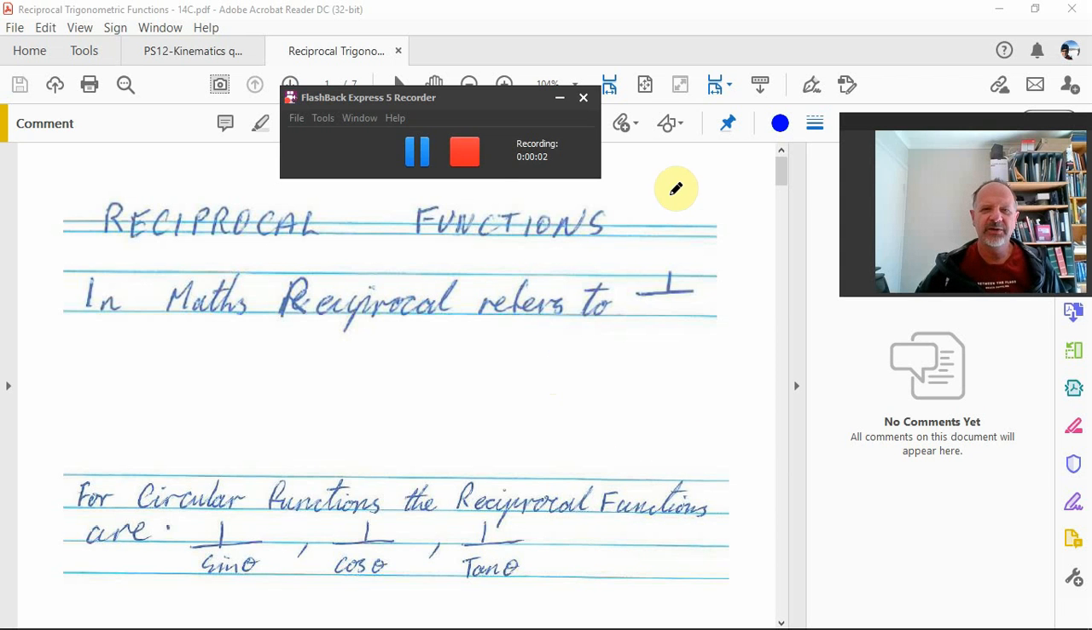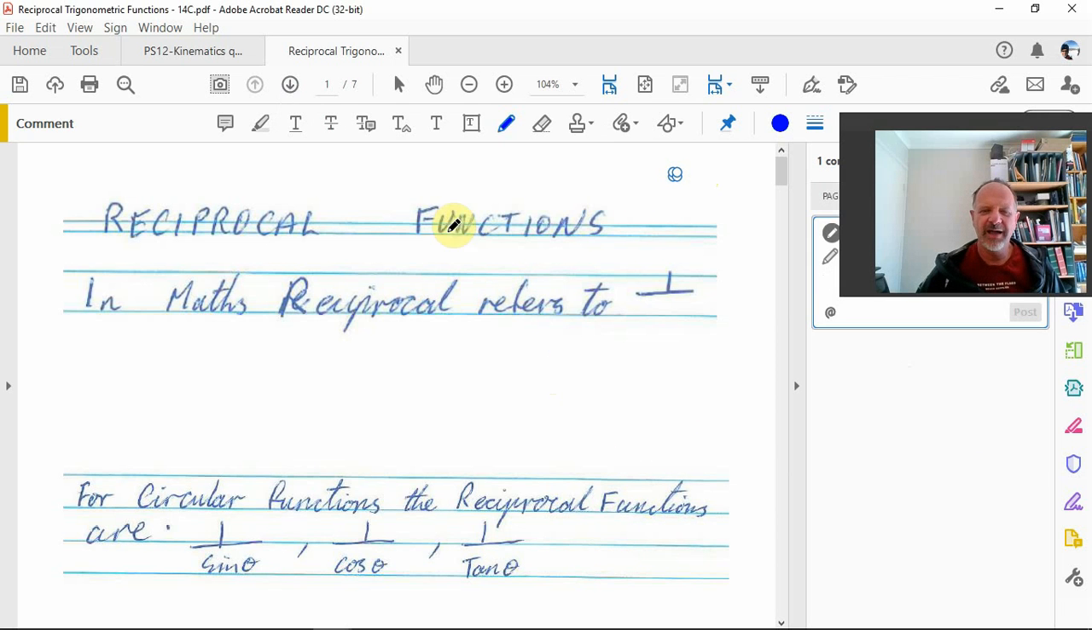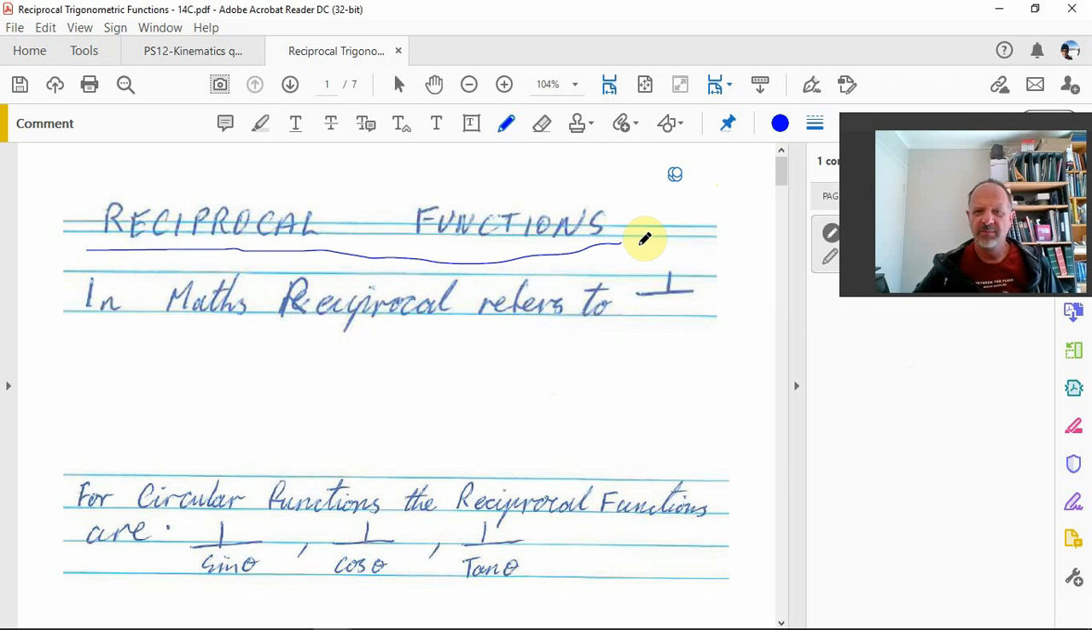All right, so today we are looking at what we call reciprocal functions. In mathematics, when we talk about reciprocal, we mean 1 over something. All right, 1 over whatever it might be. Now, for circular functions, the reciprocal would be 1 over sine, 1 over cos, 1 over tan.